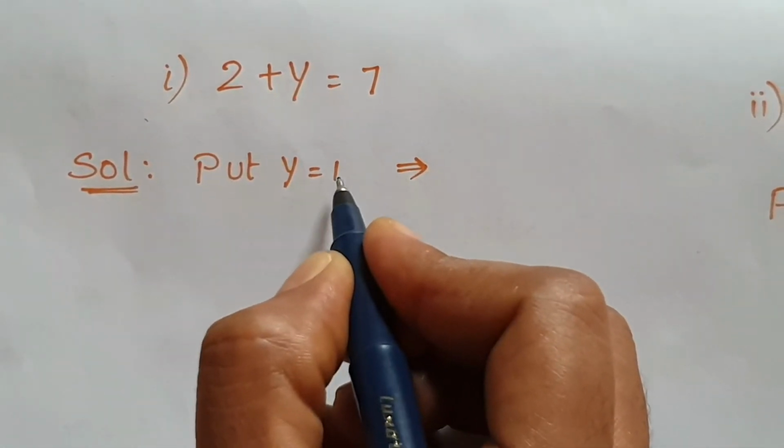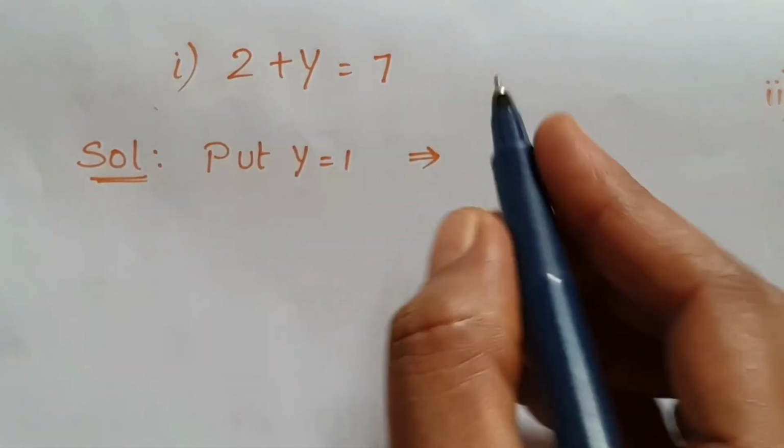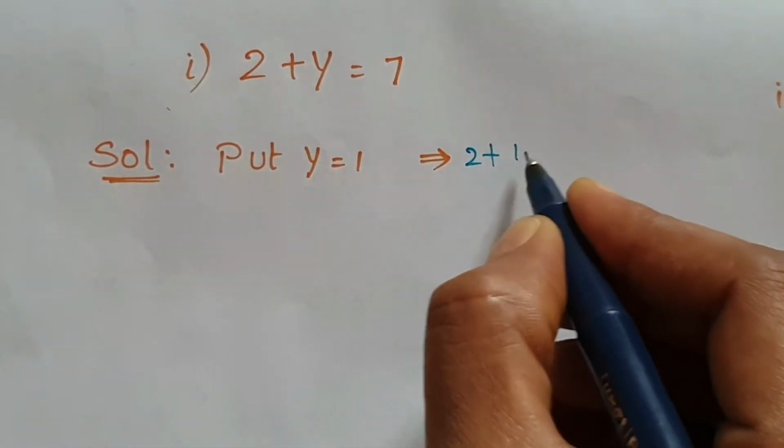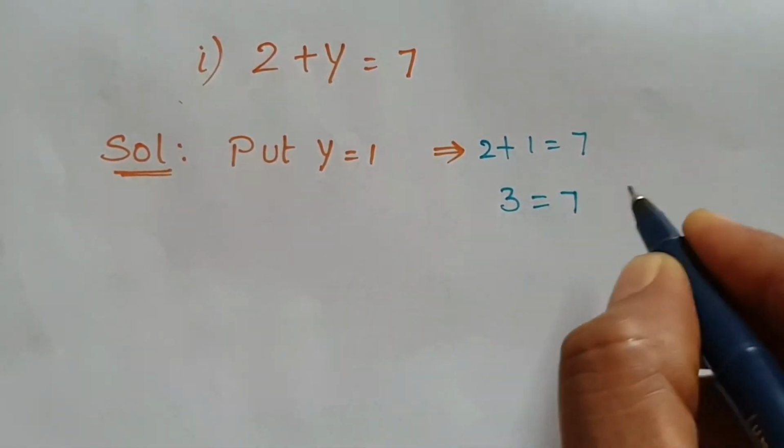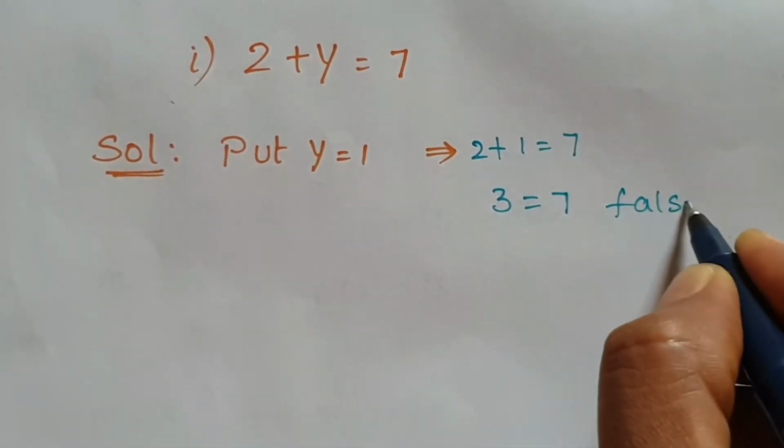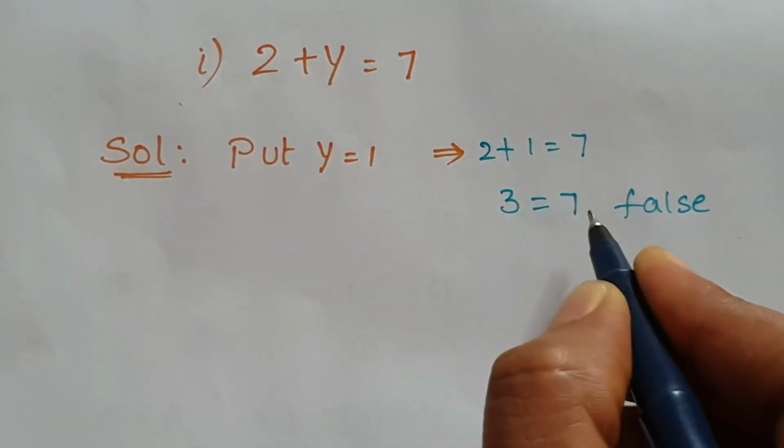Put y equal to 1. In place of y, keep 1. 2 plus 1 equal to 7? 2 plus 1 is 3. 3 equal to 7. This is false, means not equal. 3 is not equal to 7.